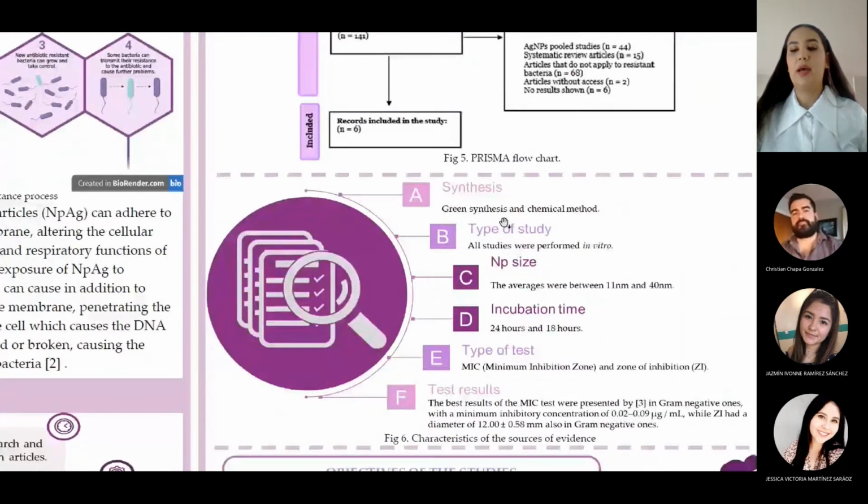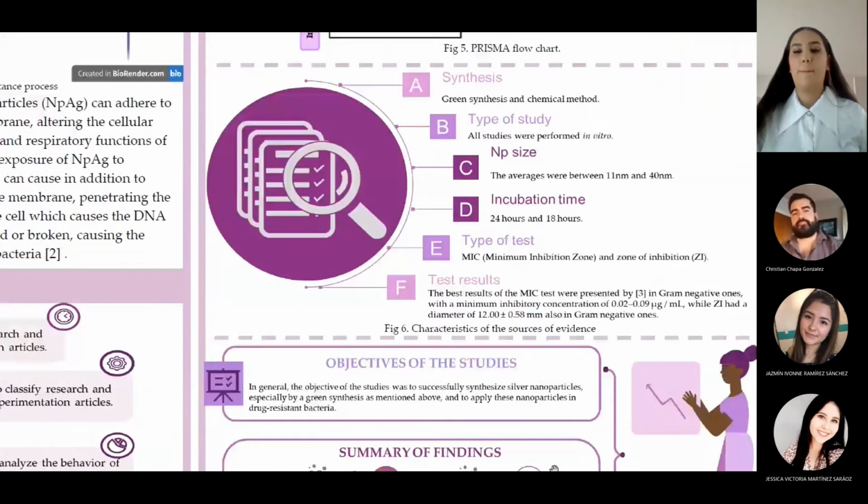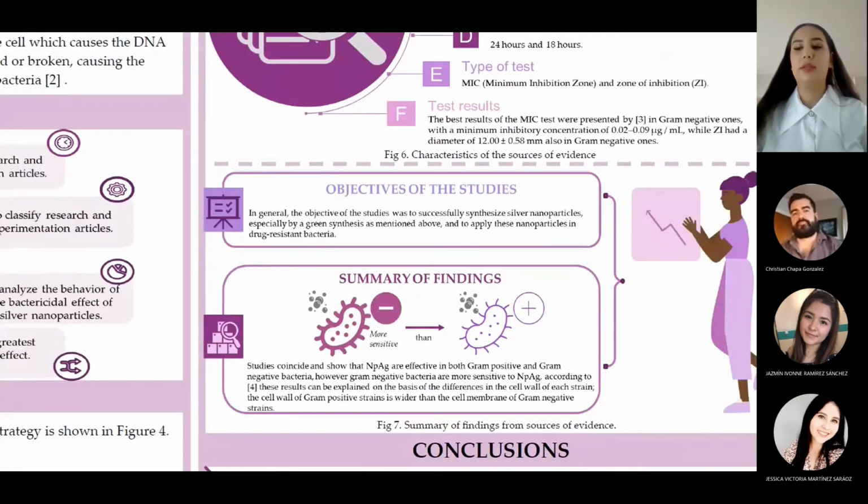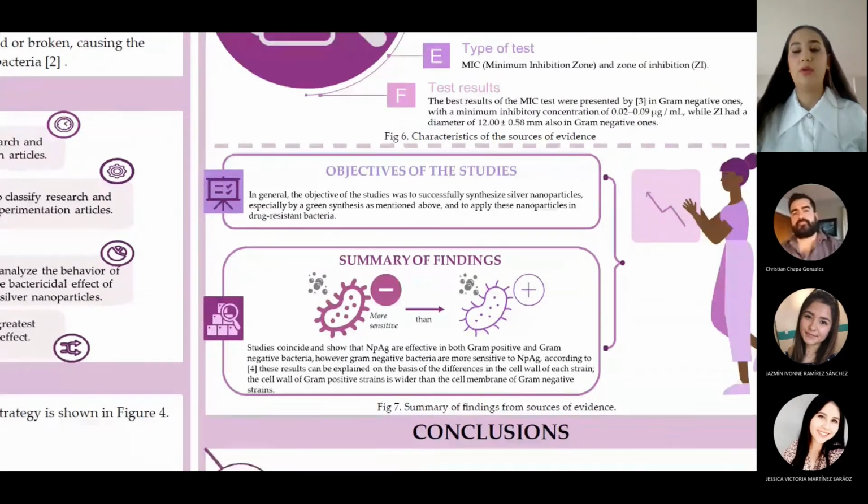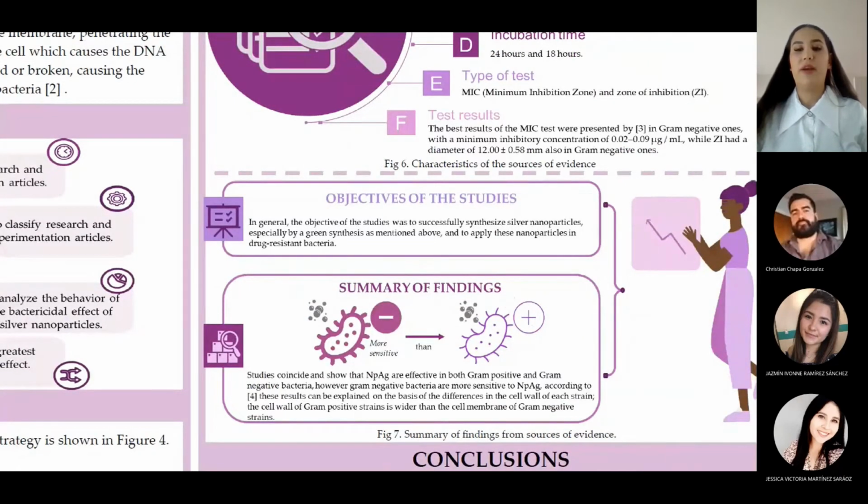The main characteristics analyzed in the sources of evidence were, first of all, synthesis, type of study, nanoparticle size, incubation time, type of test, and finally, test results. The common objectives of the 6 selected articles were to successfully synthesize silver nanoparticles and use them. Finally, all the studies agree that silver nanoparticles are effective against both gram-negative and gram-positive bacteria. However, gram-negative bacteria were more sensitive to silver nanoparticles, and this may be due to the difference in the cell wall of each strain.